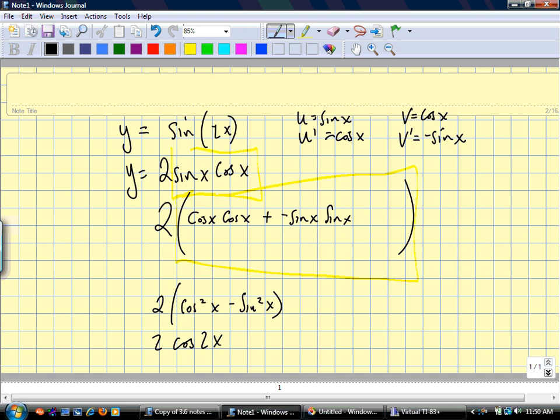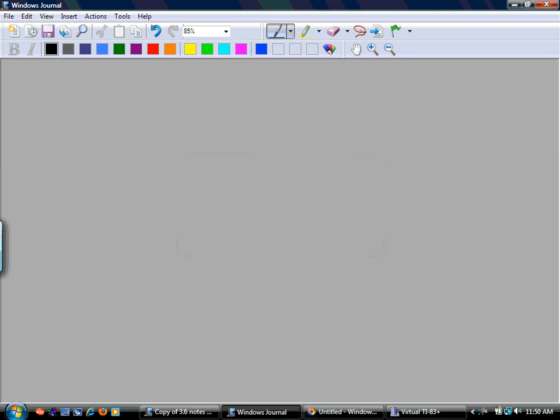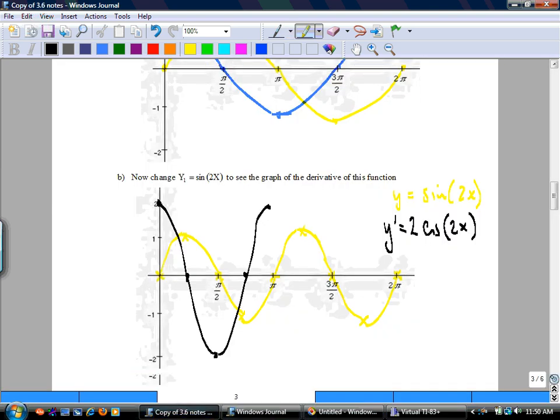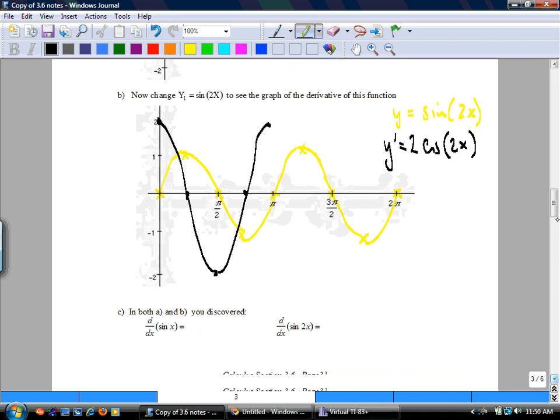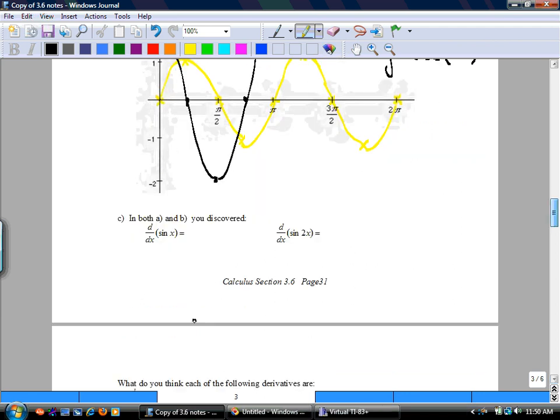Cool? Now, what I ask you to do is to just say, Mr. App, it's just an additional little bit to the chain rule. We can just, because the derivative of sine is cos.